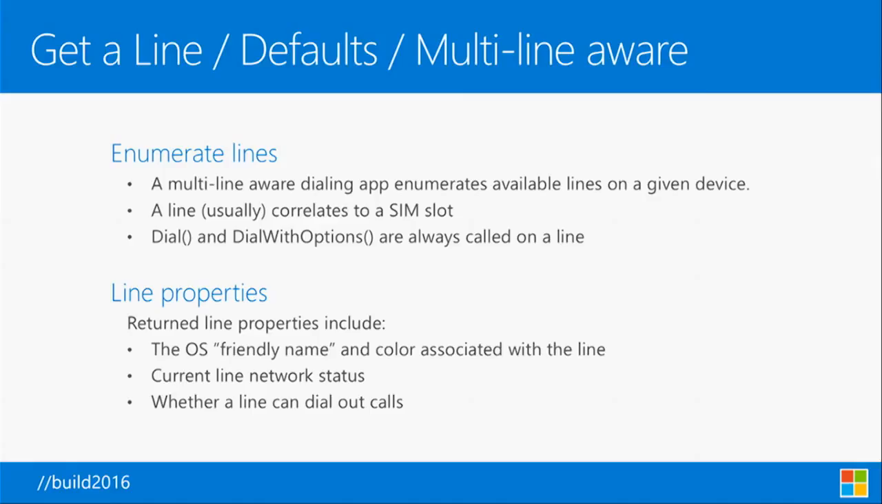A phone line comes with a bunch of properties. These are to ensure you have all the information necessary to successfully place a phone call. Some examples of the properties are the OS-friendly name or the line color. These are just some basic personalizations to help you build richer applications. And then you have the current line network status. Examples of this would be no service or no SIM. And then you have the can dial property. This is what we use later on to filter out the VoIP lines that we do not want on the cellular application. And so let's jump to the demo.